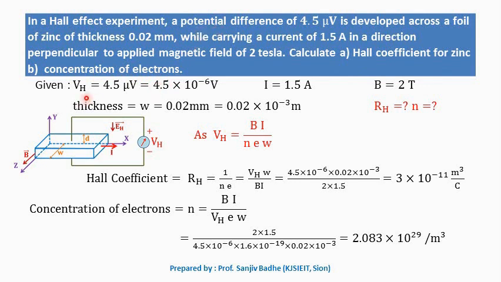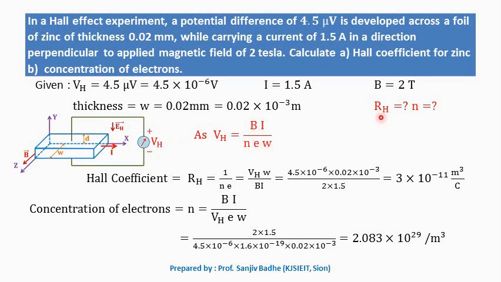So here, the given things are: Hall voltage is given to us as 4.5 microvolts, the potential difference developed across the foil. So it is Hall voltage 4.5 microvolts, that is 4.5 into 10 raised to minus 6 volts. I is given as 1.5 amperes, B is given as 2 Tesla, and the thickness of the sample is given as 0.02 millimeter. This thickness in this case will be assumed to be in the direction of the magnetic field. So we know the relation for VH: Hall voltage is given by BI upon NEW.